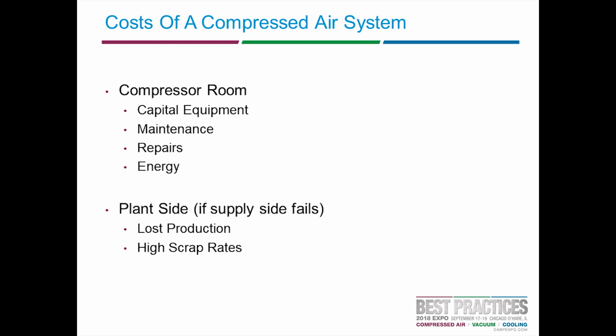So when we think about the overall cost of a compressed air system, there's the compressor room that includes the capital cost of the equipment. And then there's the maintenance of the equipment. And of course repairs, and then there's the energy. We often think of the capital of the equipment as the most expensive, and the energy of course is free. Then there's the plant side or the demand side of the compressed air system, that when the system fails or there's a low pressure event, we have lost production, people standing around costing the company money, and of course higher scrap rates, unformed metal products, product rejects, whatever it may be.